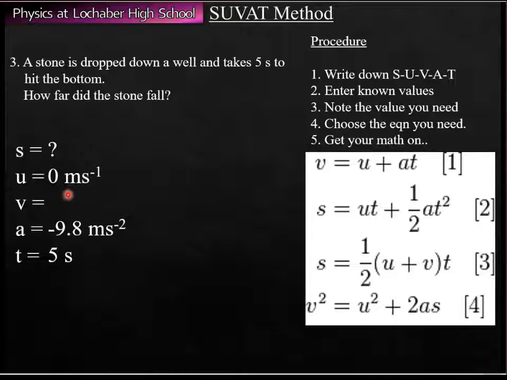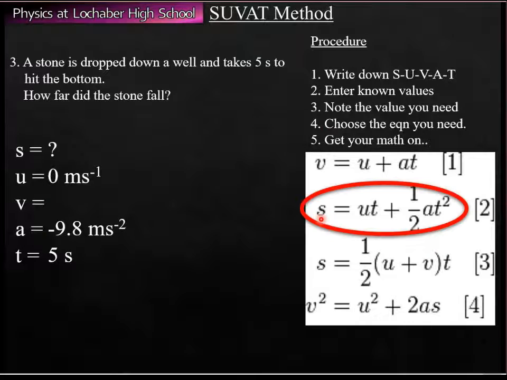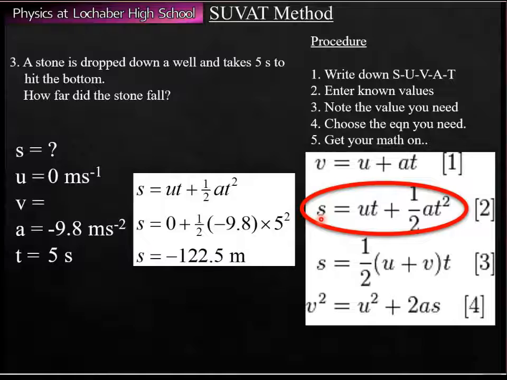If we have a look at our list of equations, we're looking for one that's not got any v's, so we have a look through, and that one will do just nicely. To solve the problem, just as before, we have our equation. u is 0, so ut will be 0. Half's a half, a is minus 9.8, and t squared is 5 squared.